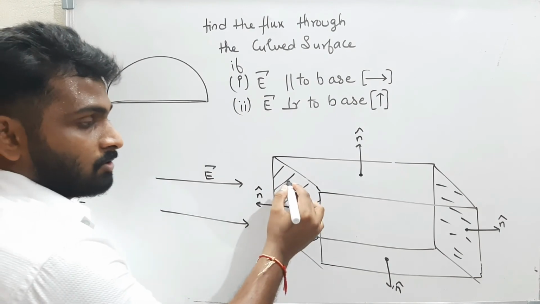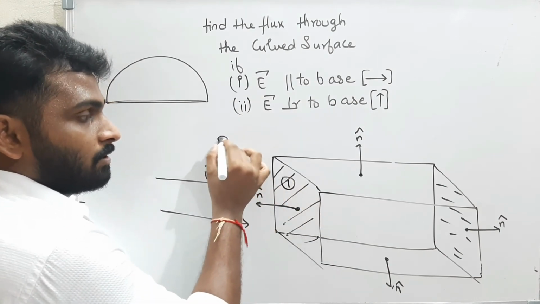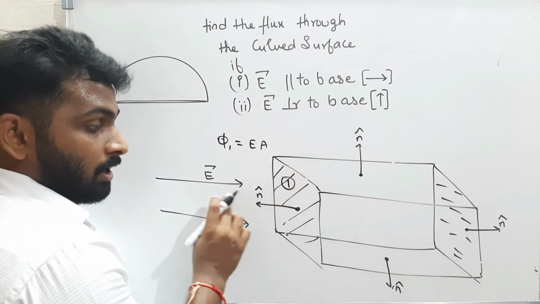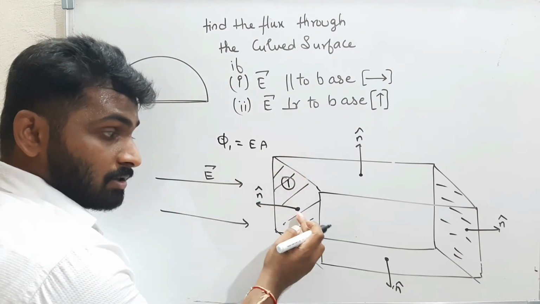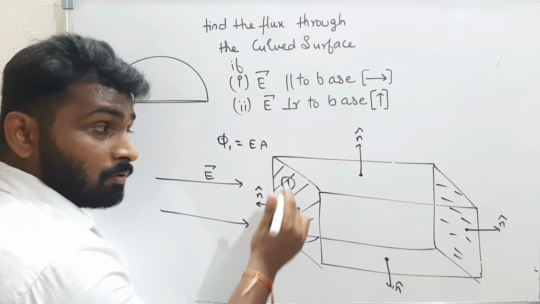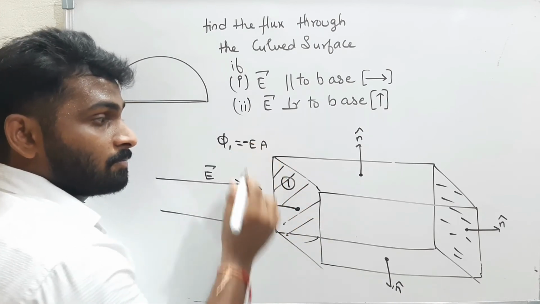Now in this surface, assume this is surface 1. For surface 1, the flux 1 is how much? E into A, and the electric field direction and the area vector direction are opposite, therefore cos 180, therefore it is minus EA.